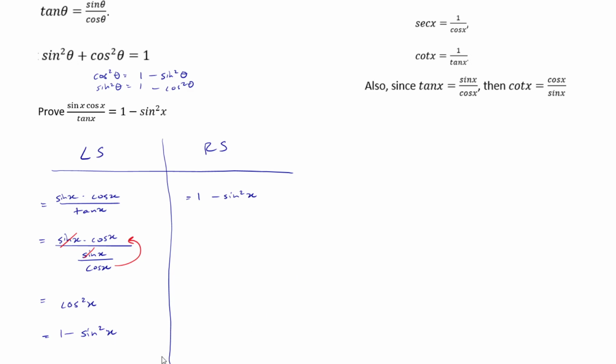And I have independently shown, without moving things from one side to the other, that the left side looks exactly like the right side. So I write, therefore, left side is equal to right side, and therefore sine x times cos x all over tan x is equal to 1 minus sine squared x.